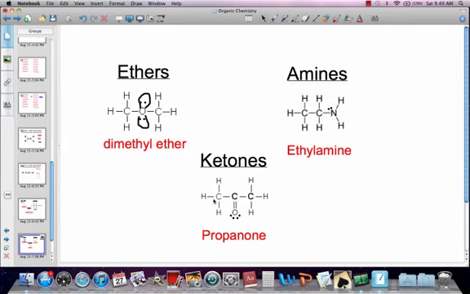Ketones. Ketones will also have an oxygen just like an ether, but it's going to be coming off of one of the carbons with a double bond, usually in the middle. So ketones, this is propane right here with a ketone oxygen attached to it. So we call it propanone.